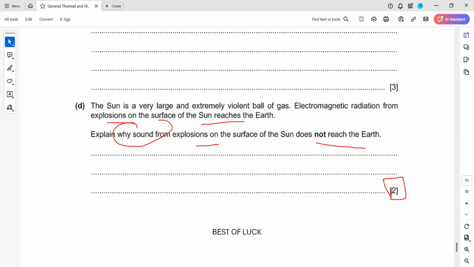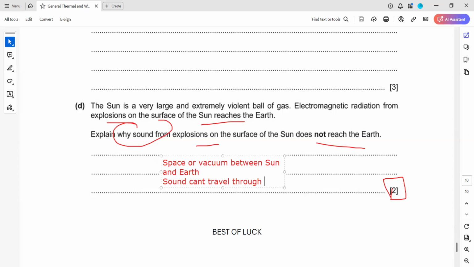First thing you will mention: because space is a vacuum, there are no particles between the Earth and the sun, and sound cannot travel through a vacuum, or sound requires a medium to propagate or travel. So for 1 mark, you will mention that there's a space or a vacuum between the sun and Earth. And the second mark: sound cannot propagate or travel through a vacuum, or sound requires a medium to travel.